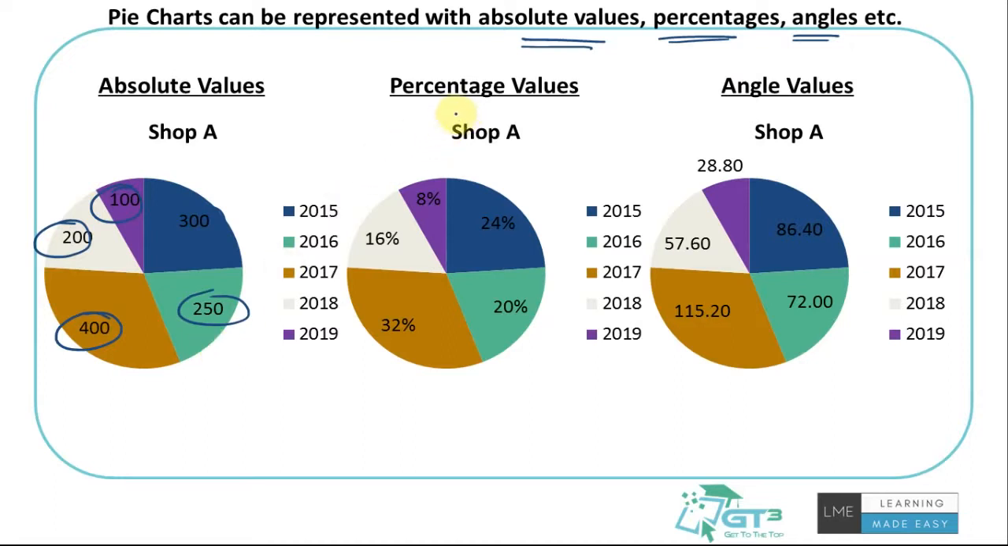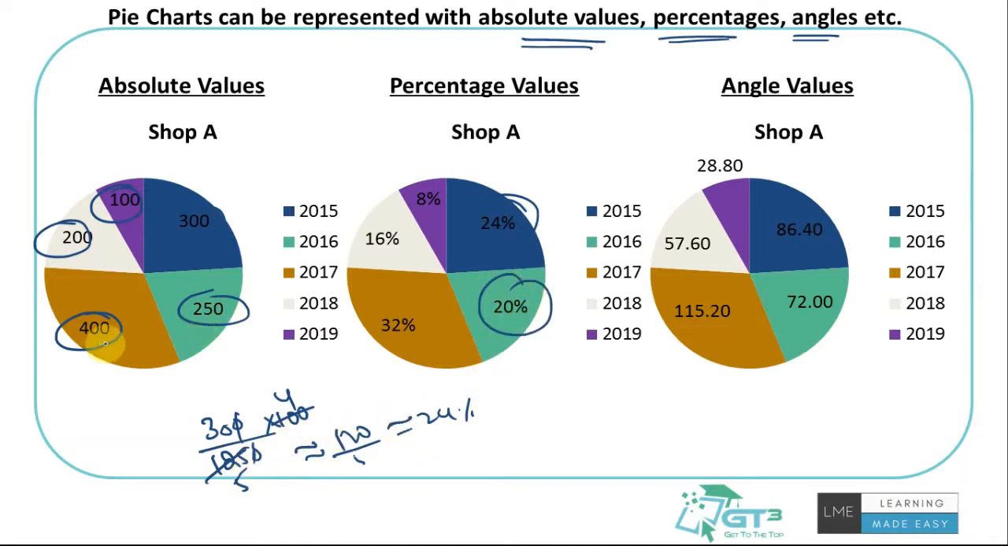I can give that as percentages. What will be the percentage of 300? 300 by the sum, if you remember, it's 1250 into 100. This is closer to 25 5s are 125, 25 4s are 100, so it's 120 by 5, that is 24%. That is what the percentage is. For this, 250 by 1250 into 100 will be 20%. Similarly, 400 is 32%. So these are the individual percentages.